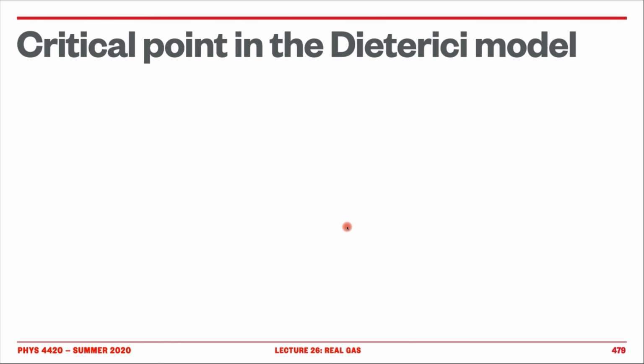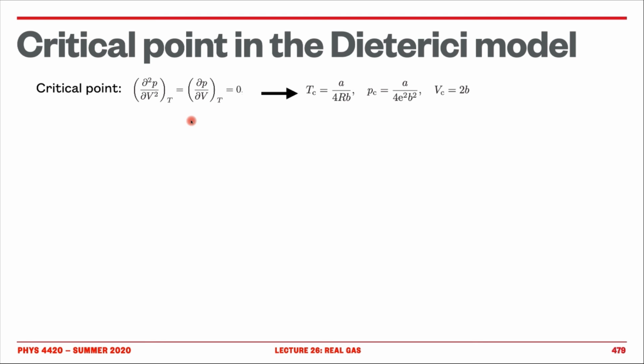So we can calculate the critical point in this model. Again, same idea: we calculate the first and second derivative, and if we impose them to be equal to zero, then it's going to be an inflection point. This is where you start to have a local minimum and all the things that we discussed before. When we do this, and I'm not going to do it here, it's very elementary, we find the critical temperature, critical pressure, and critical volume, which is now 2B instead of 3B, if you remember, for the van der Waals gas.